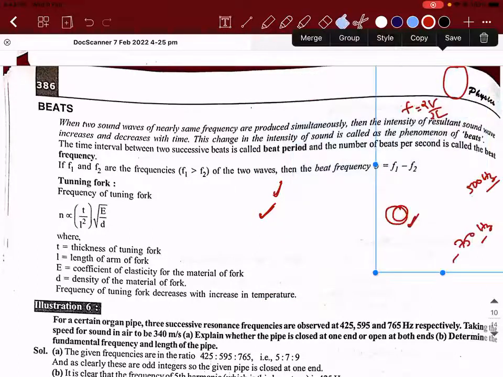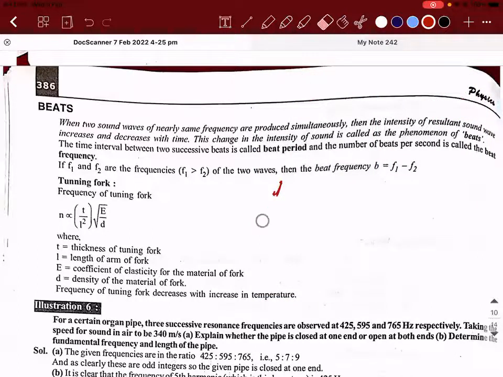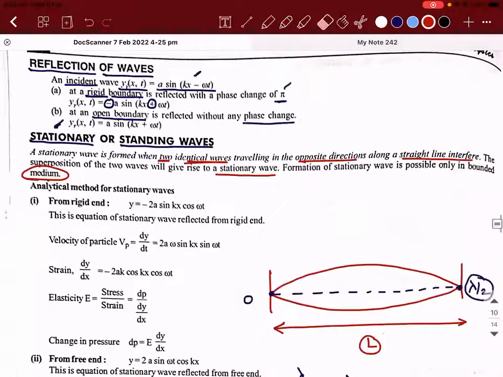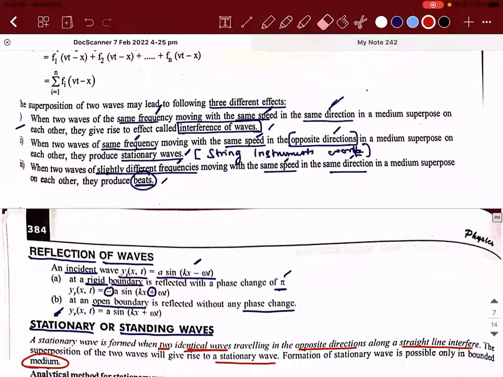Listen. So, 2 classes before, I told you one important thing. When you have two waves of the same frequency moving with the same speed in the same direction in a medium and they superpose on each other, that gives rise to a concept called interference of waves, right? Similarly, you have two waves of the same frequency moving with the same speed in opposite directions. When they are moving in opposite directions in a medium and superpose on each other, they produce something called stationary waves.